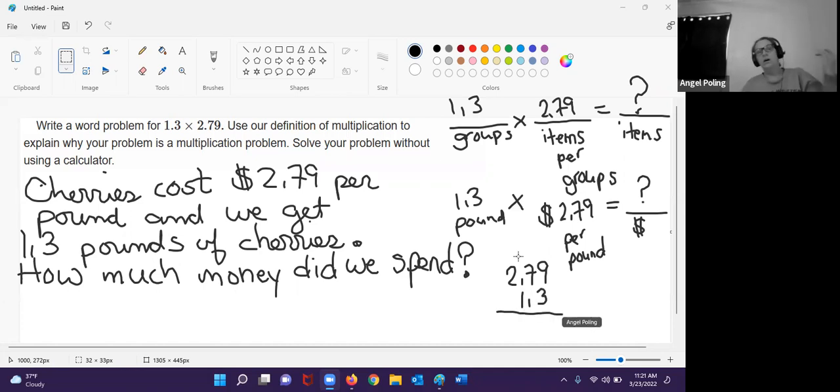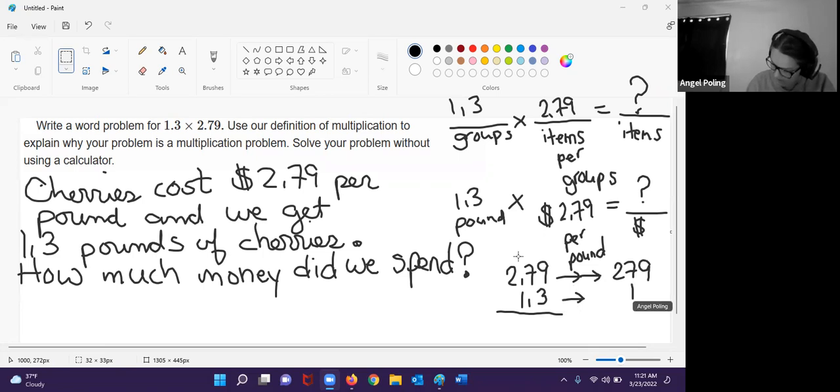Well, we ignore the decimal places. So we treat these like whole numbers. And then we multiply as if they were whole numbers, right? So 3 times 9 is 27, right? 3 times 7 is 21, 23. 3 times 2 is 6, 7, 8.